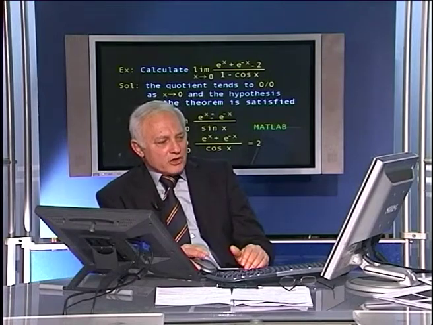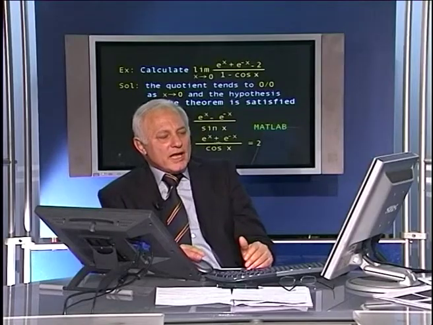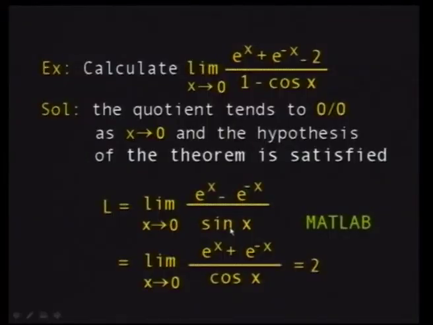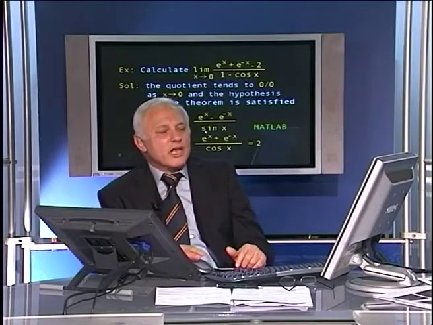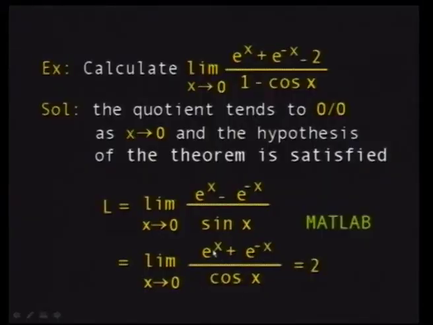The derivative of the numerator is e to the x minus e to the minus x, divided by sine x. But again here, when you take the limit when x tends to 0, you get 0 over 0. Doesn't matter. You can repeat the differentiation and apply L'Hopital again, provided that both the numerator and the denominator are differentiable functions in any interval containing the deleted neighborhood of the point x equals 0, and that the denominator sin x does not vanish in this deleted neighborhood. Therefore you can apply your theorem and differentiate again, and when x tends to 0, this tends to 1 and this 2, so you get the limit equals 2.